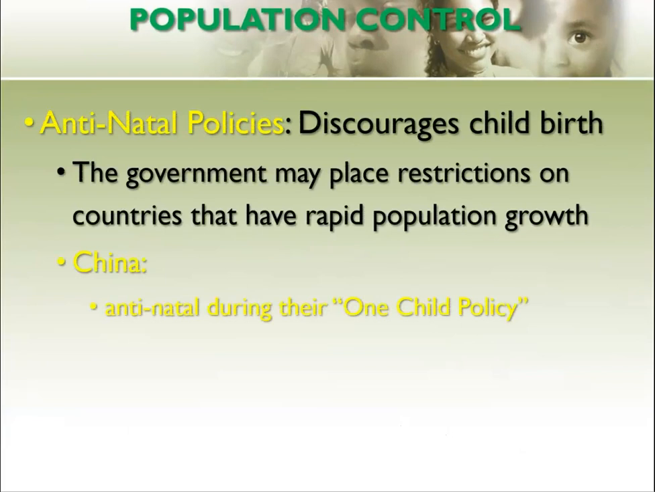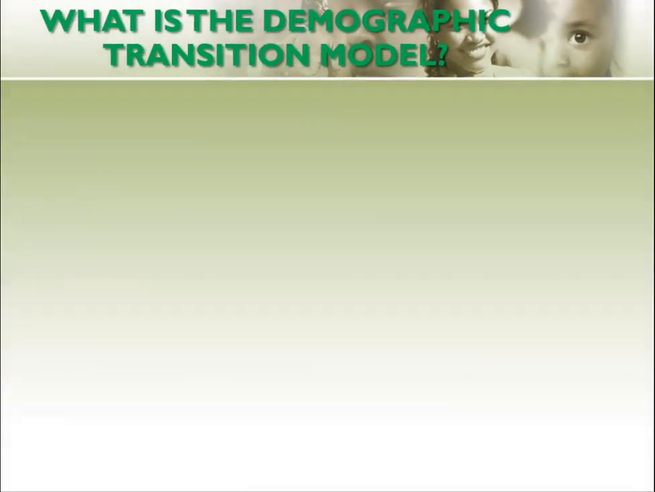Then we have antenatal policies, which discourage childbirth, and the government may place restrictions on countries that have rapid population growth. An example is China, where there was antenatal policy during their one-child policy.